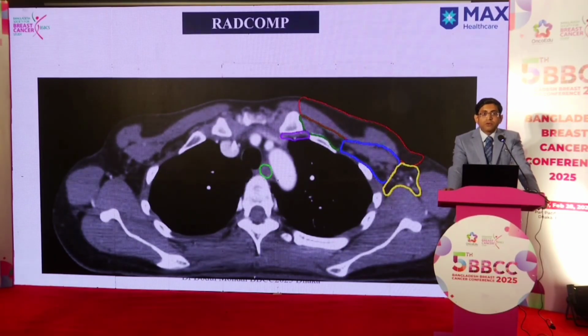I usually start contouring from the lower part. So now you can actually ignore this chest wall or the breast contour. The yellow is level 1, blue is level 2, green is level 3, purple is IMN.